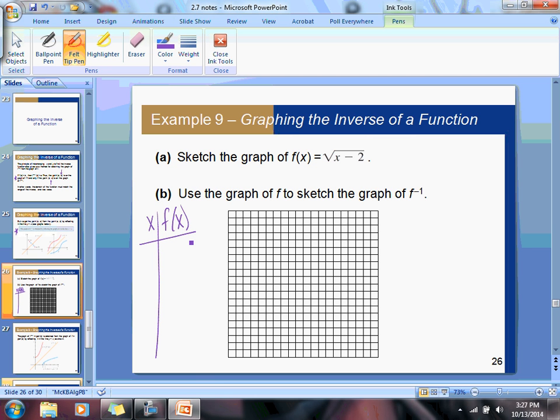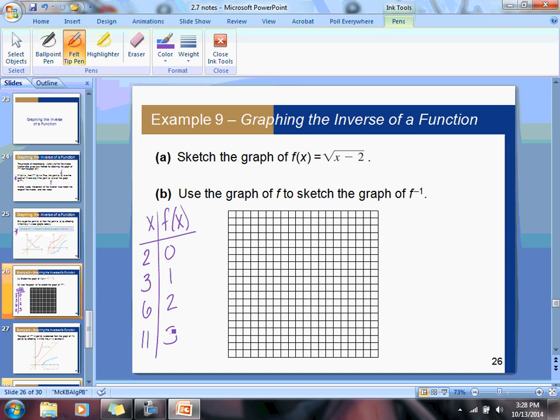And if we want to pick nice numbers that we know we can graph easily, so we don't have any fractions or decimals, we probably want to start at 2, because 2 minus 2 is 0, square root of 0 is 0. So that would be the first value on our graph. If we put 3 in there, 3 minus 2 is 1, square root of 1 is 1. If we put 6 in there, 6 minus 2 is 4, square root of 4 is 2. And we could do one more, 11. 11 minus 2 is 9, square root of 9 is 3. Okay, so that would be some values that we could graph for our original function.